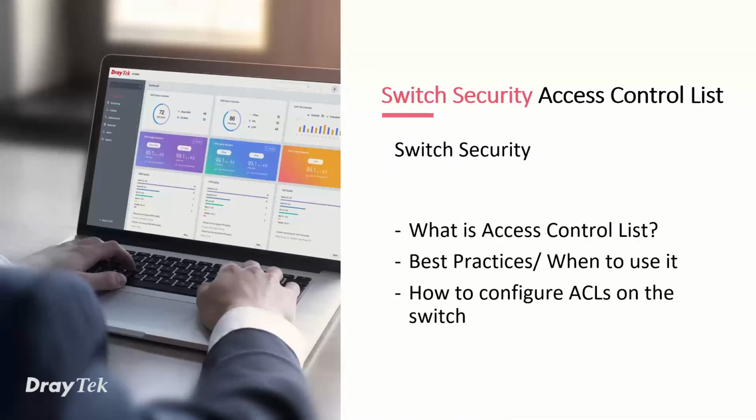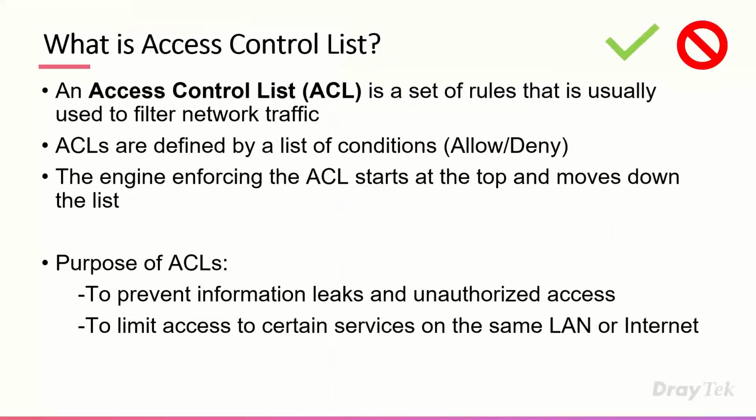Moreover, we have access control lists available on the switch. So let's quickly have a look at what access control lists are, when to use them, and how to configure that. Basically, ACLs are a set of rules that is usually used to filter network traffic. ACLs can be configured on a network device with packet filtering capabilities, such as routers and firewalls. And in our case, the DrayTek switch can do that right before the traffic reaches the router. In this way, increasing the network performance.